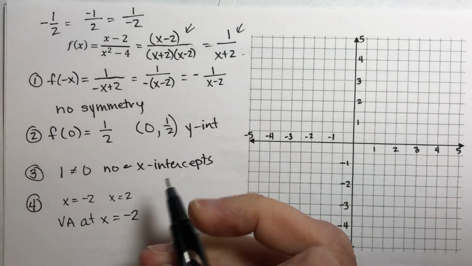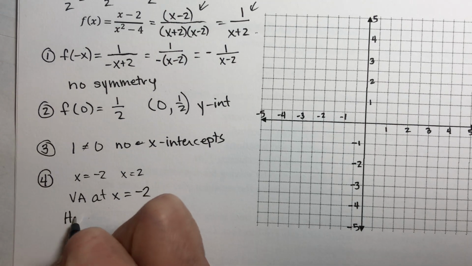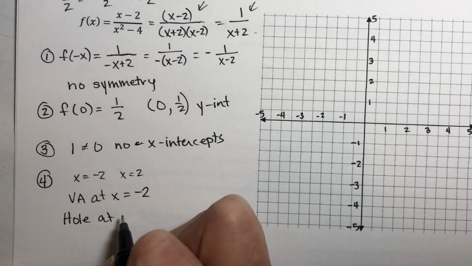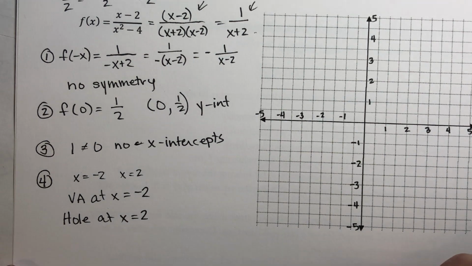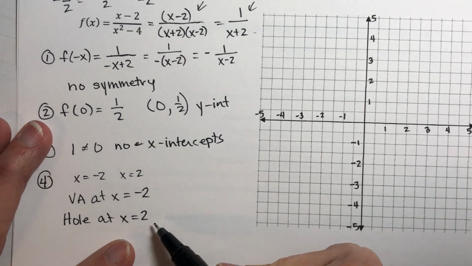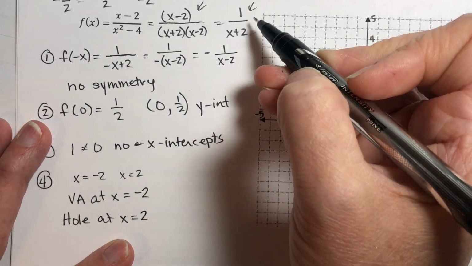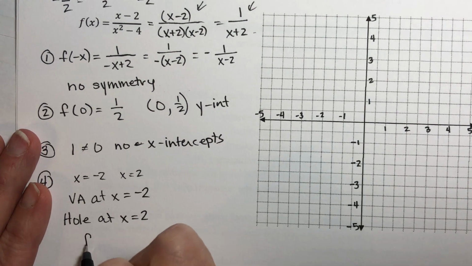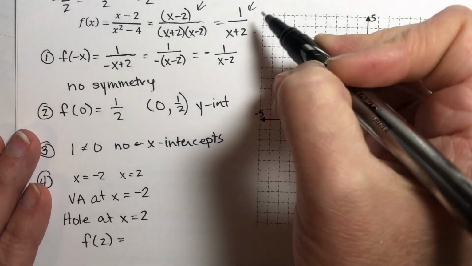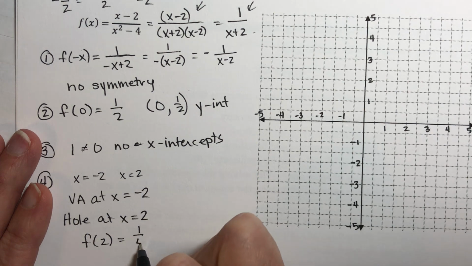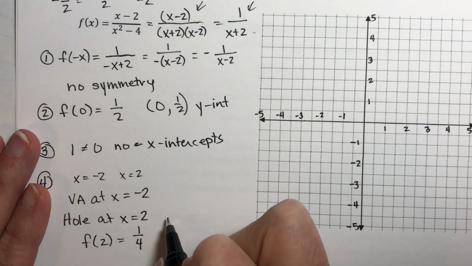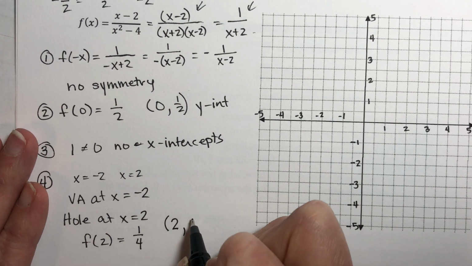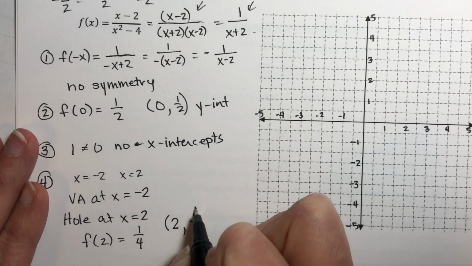Now we have to worry about this. I'm going to have a hole at x equal to 2. So I need to figure out where that is. And remember, you take this and you plug it into your reduced form. So f of 2 in reduced form would give me 1/4. So I have a hole at the point 2, 1/4.